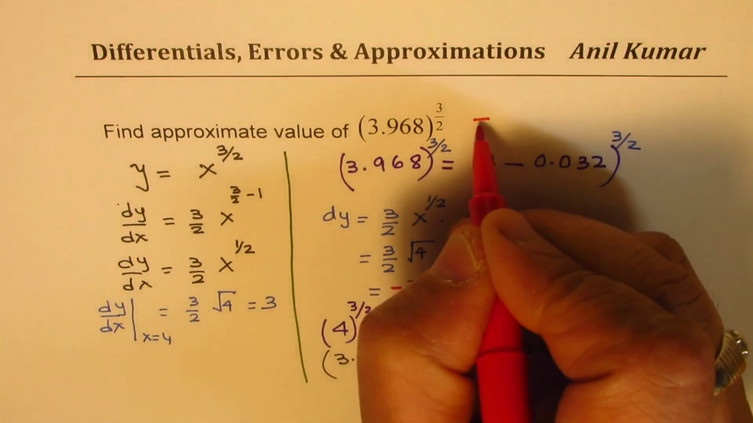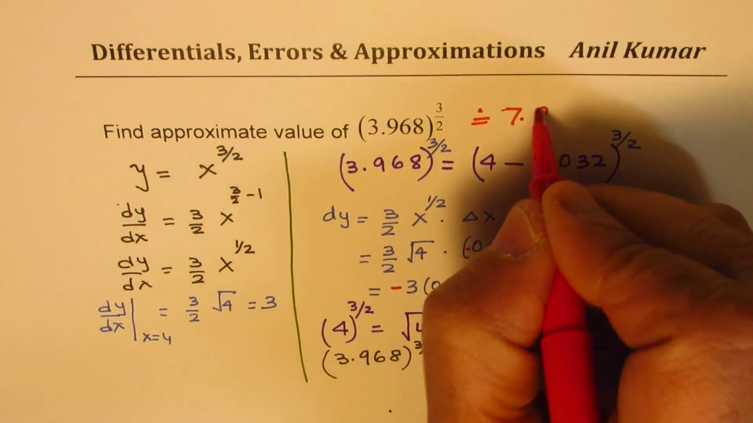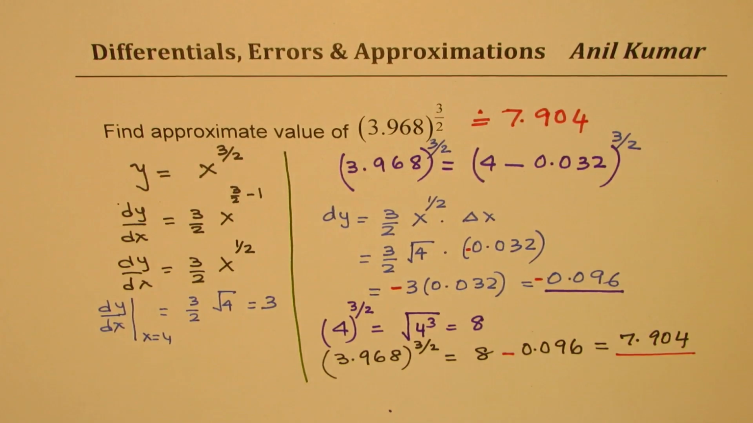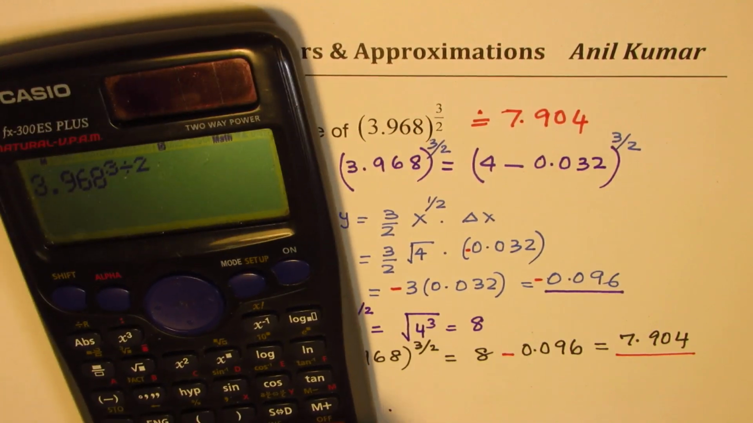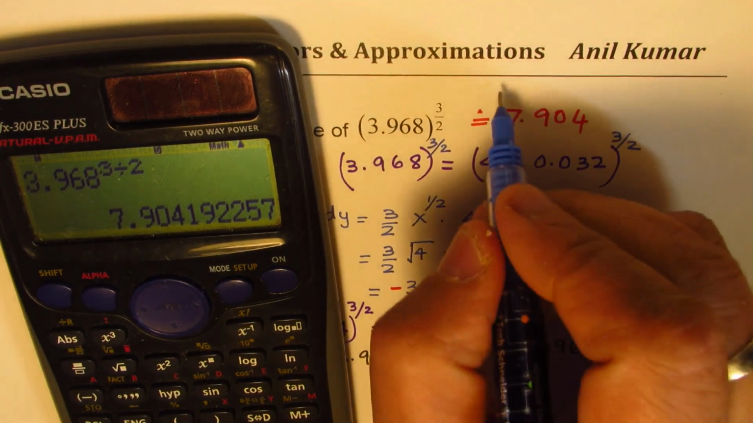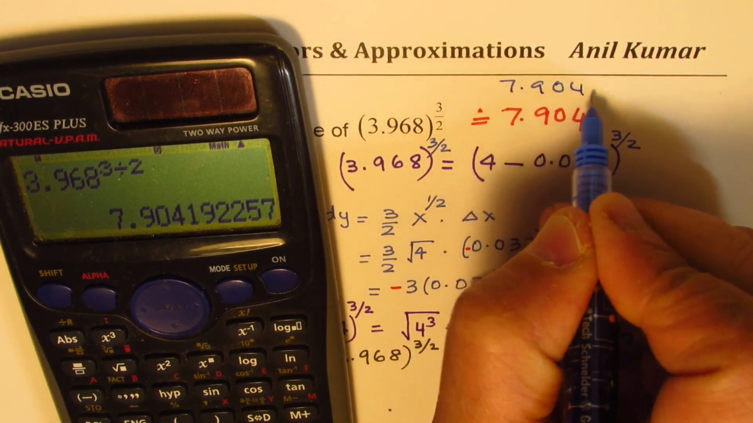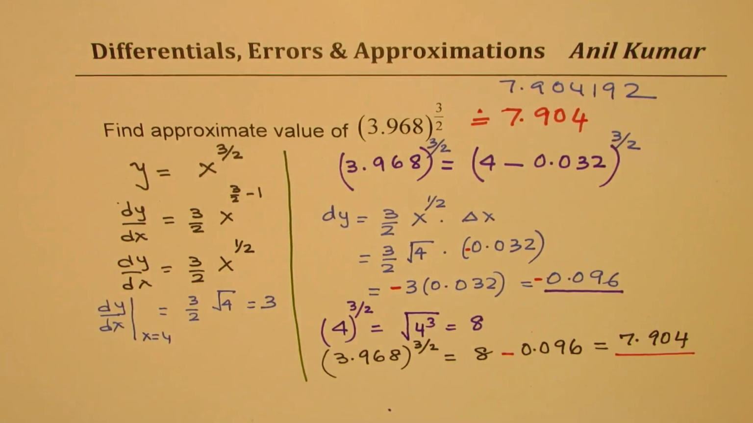So this value is approximately equal to slightly less than 8, 7.904. Do you get an idea? So now let's check this value with a calculator and see how close we are. 3.968 to the power of 3/2, right? That is equal to, so if you check your result, you actually get 7.904192. So if you compare up to 3 decimal places, we got an accurate answer.